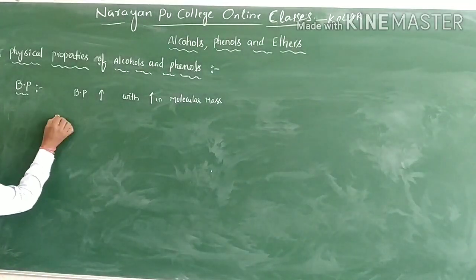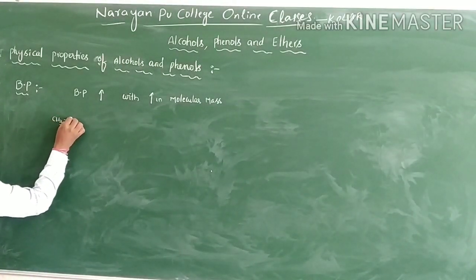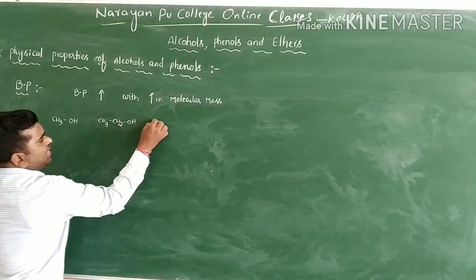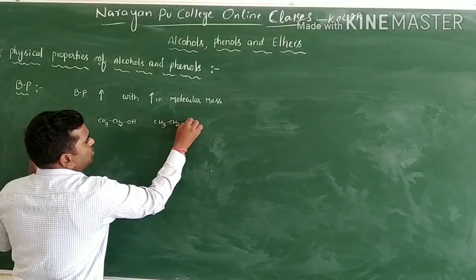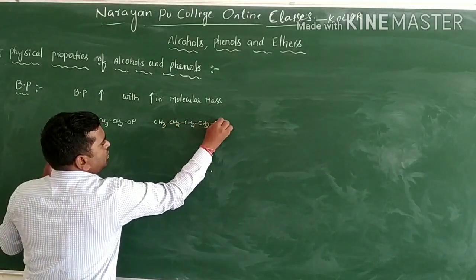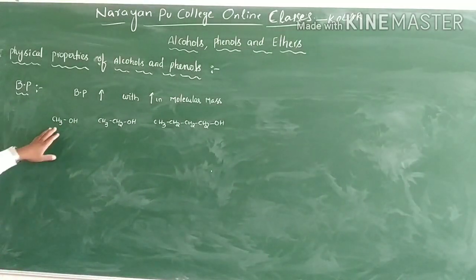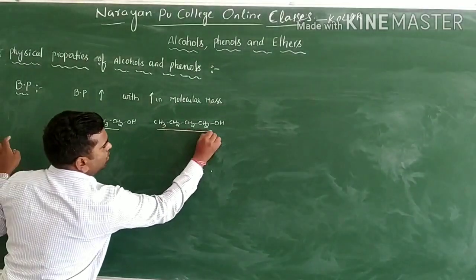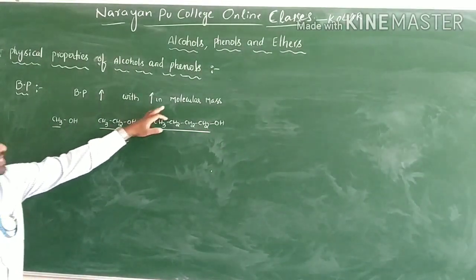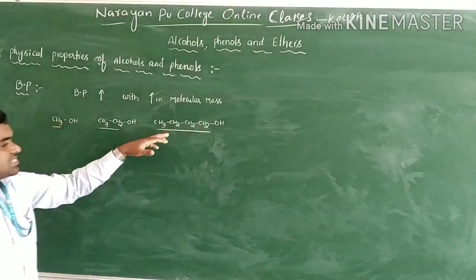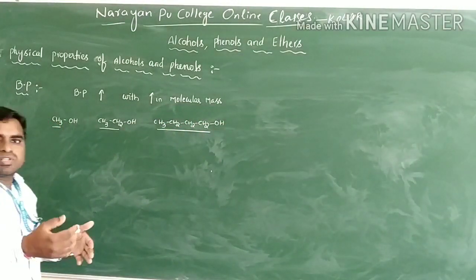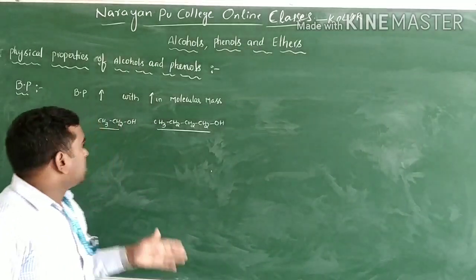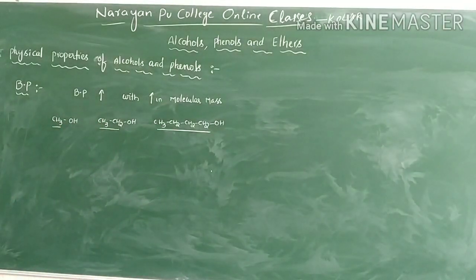If I take compounds like CH3OH and here CH3CH2OH, and the next one is CH3CH2CH2CH2OH. So these are alcohols. Clear? You know that as the number of carbon atoms increases, chain length increases. When chain length increases, automatically which one? Molecular mass increases. As the chain length increases, the van der Waals forces also increase, then automatically boiling points will increase. So among these, which alcohol will have the highest boiling point?